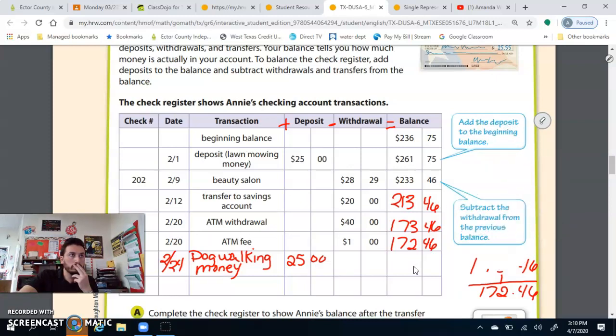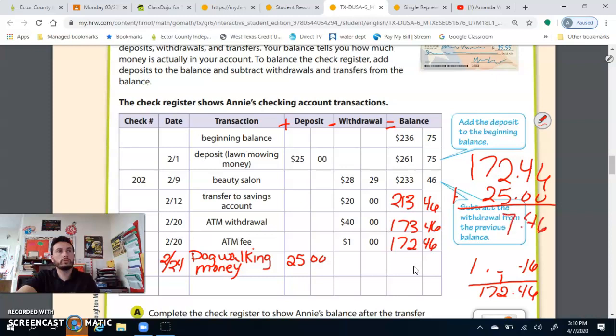Now I'm going to erase this top part here so I can move this one up, because I'm running out of room. Now I'm going to add 25 to it. Remember, you add from right to left, in case you have to carry one. So it's $197.46. And then you wrote a check to the sports resort.